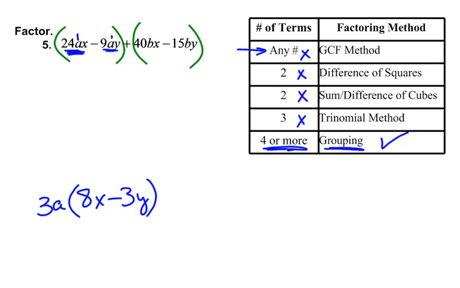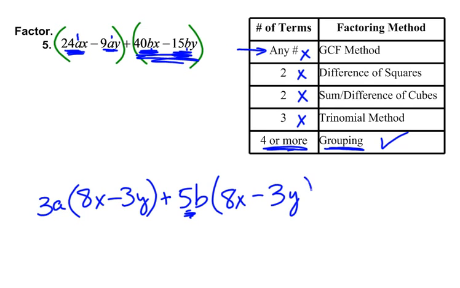So we have 3a times 8x minus 3y. And we are now going to look at the second parentheses, the second group. In that second group we have a GCF of 5, but we also notice we have a b on both of those terms as well. So we're going to remove a 5b as our GCF out of that group. Now if we divide 40bx by 5b, that's going to leave me with 8x. And if I divide 15by by 5b, that's going to leave me with minus 3y.